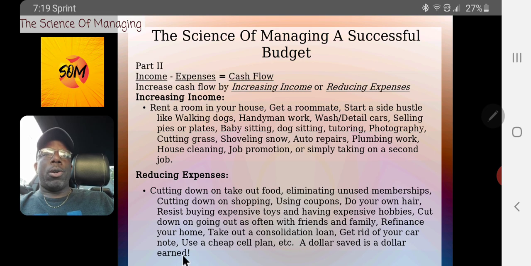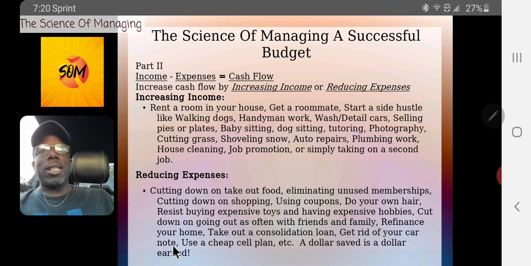Get rid of your car note. Now, this is a big one, because I know a lot of you people are saying, I need a car. I need this car. This is my car. I need this car. You don't need that car. You need a car, but you don't need that car. That car might be too expensive.